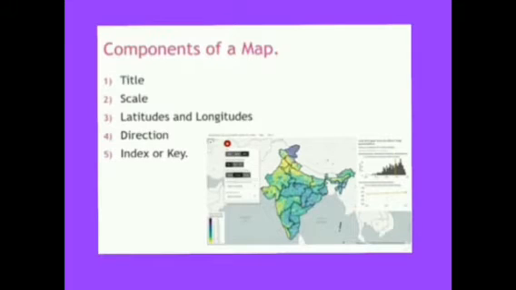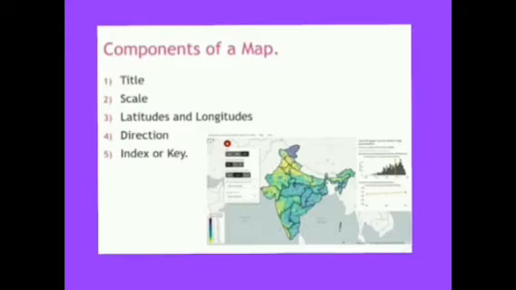Second, scale. A scale is a ratio between the distance on the map and the corresponding distance on the ground. It helps us to know the distance between the two places on the ground. The distance between 2 points on the map is closer than the actual distance on the ground. Third, latitudes and longitudes. They are a grid of imaginary lines. It helps us to find the location, distance and direction of places on the map.